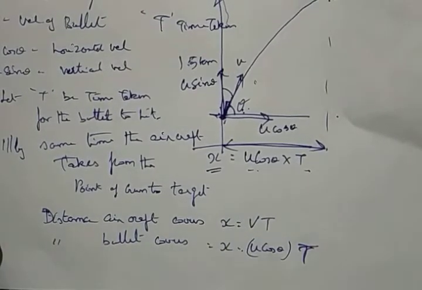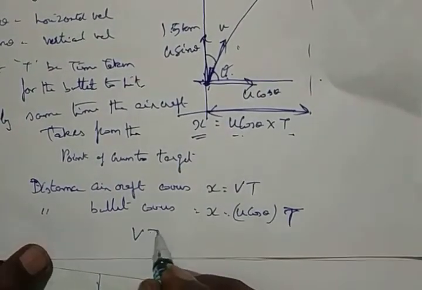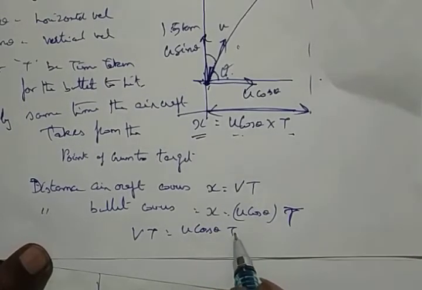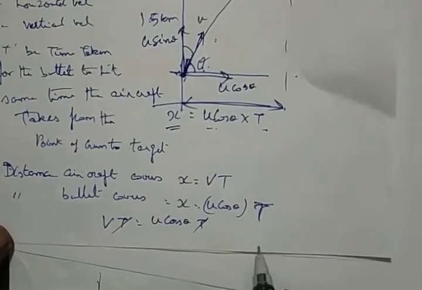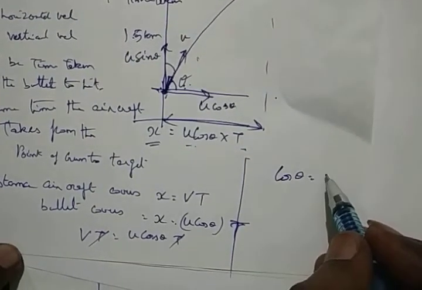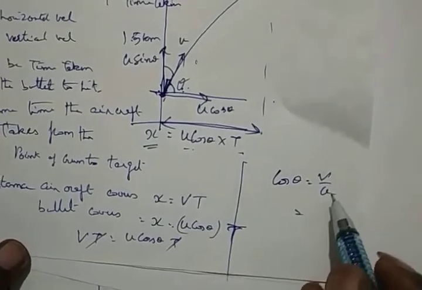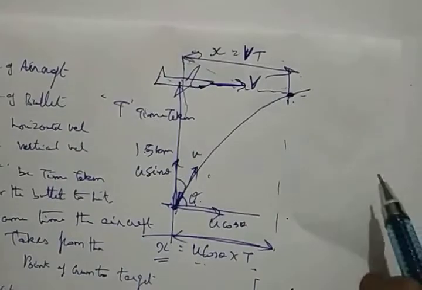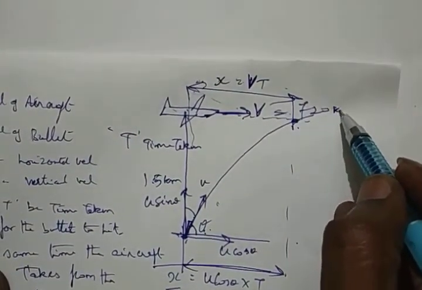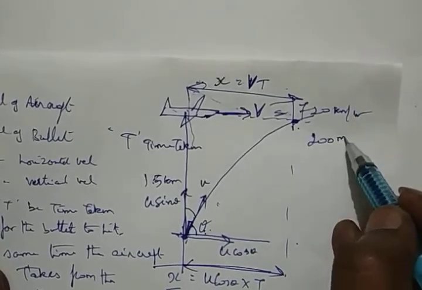You equate both. Once you equate, what you will get here? vT is equal to u cos theta into T. Time will get cancelled out. So cos theta is going to be equal to v by u. What is v? v is already given here as the speed of this one. It is 720 kilometers per hour, which is going to be equal to 200 meter per second.